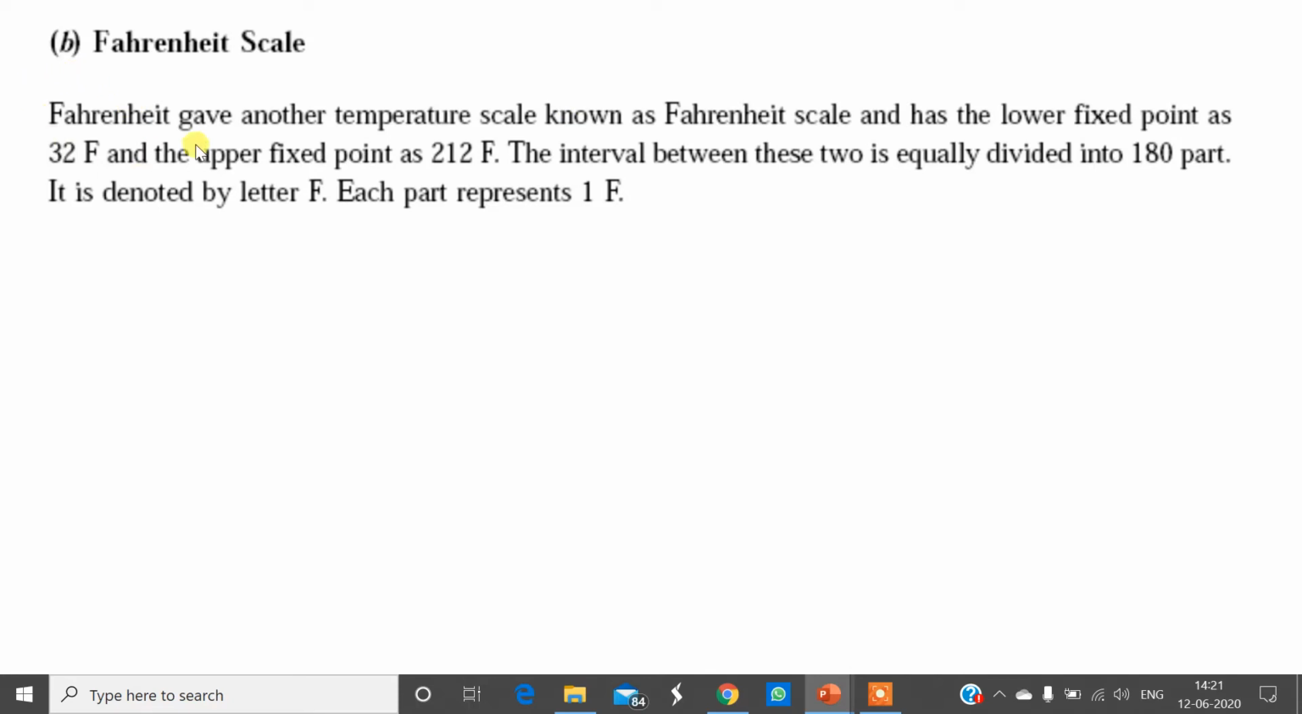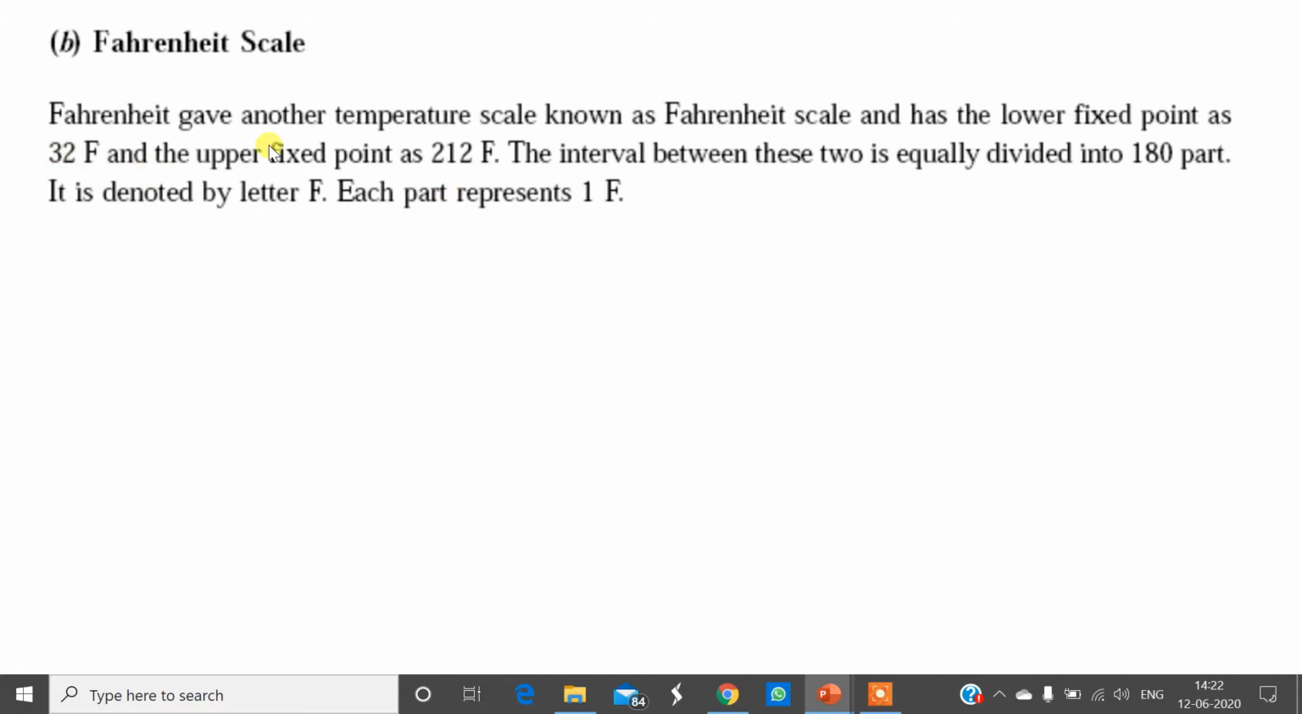The Fahrenheit scale has a lower fixed point of 32 Fahrenheit and an upper fixed point of 212 Fahrenheit. The lowest fixed point means the ice point of water. The ice point is taken as 32 Fahrenheit and the boiling point of water, or the steam point, is taken as 212 Fahrenheit. If we compare it with the Celsius scale, 32 Fahrenheit is equal to 0 degrees Celsius and 212 Fahrenheit is equal to 100 degrees Celsius.